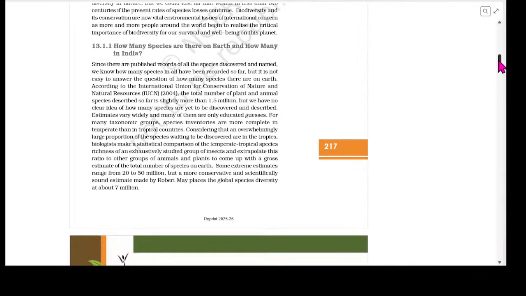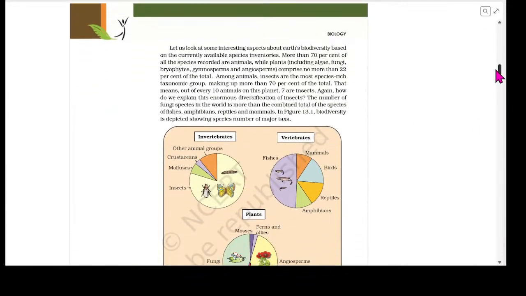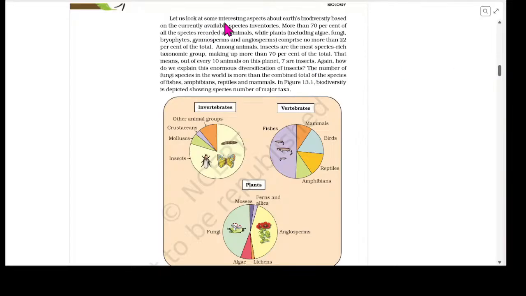Some extreme estimates range from 20 to 50 million, but a more conservative and scientifically sound estimate made by Robert May places the global species diversity at about 7 million. Let us look at some interesting aspects about Earth's biodiversity based on the currently available species inventories.